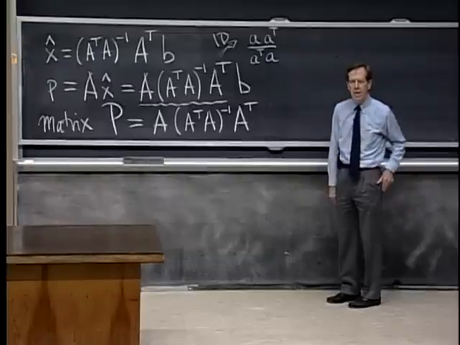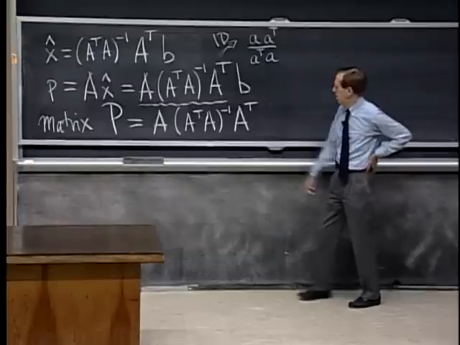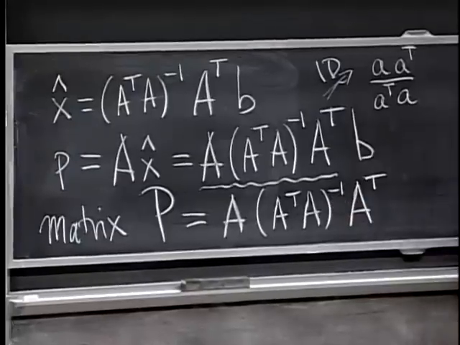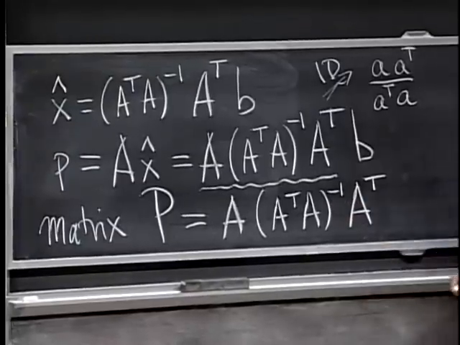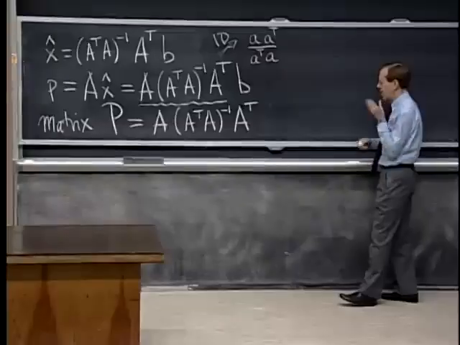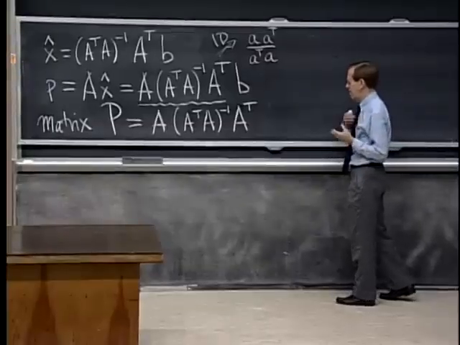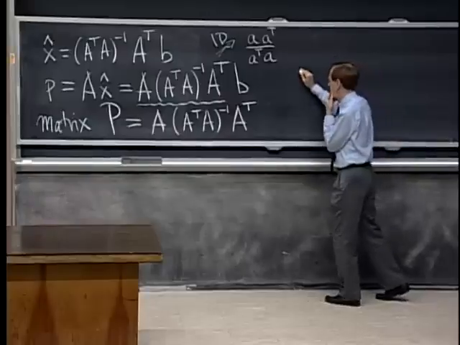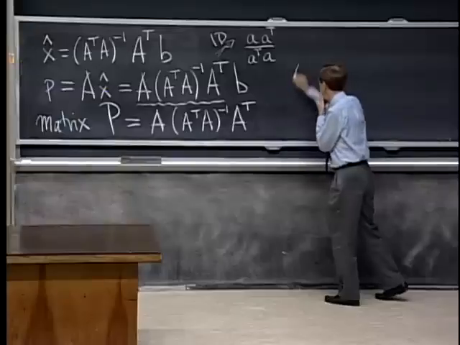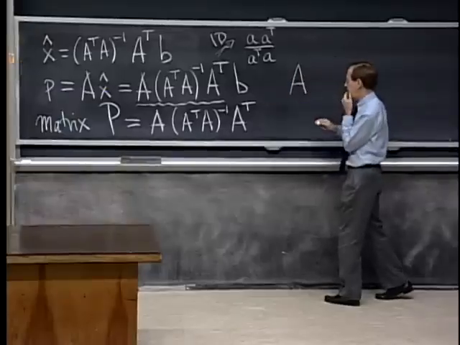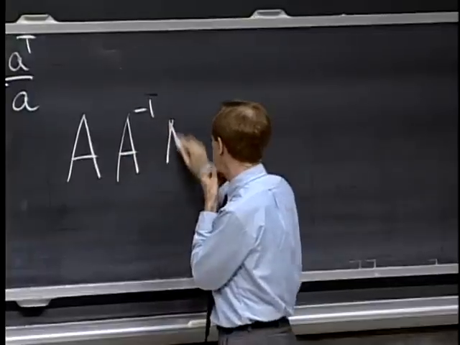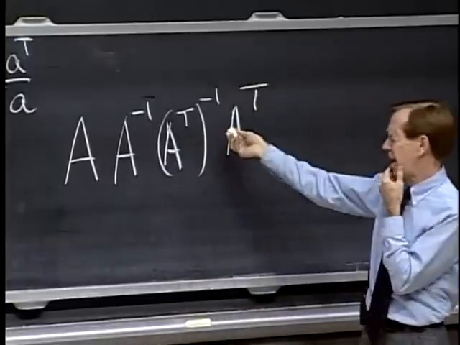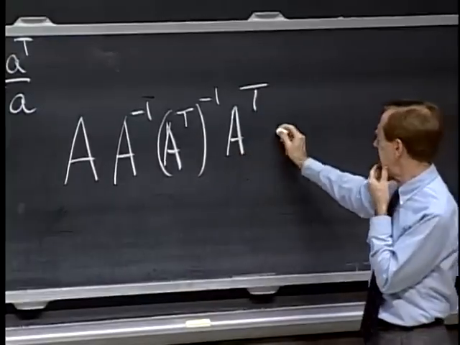What will happen if I do that? What will happen if I say, hey, this is A inverse times A transpose inverse? Shall I do it? It's going to go on videotape if I do it. All right, I'll put it there. So it would be A inverse, A transpose inverse, A transpose, and what's that? That's the identity.